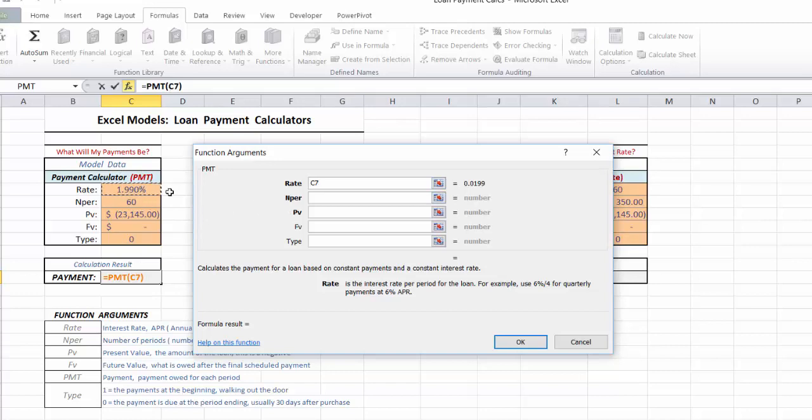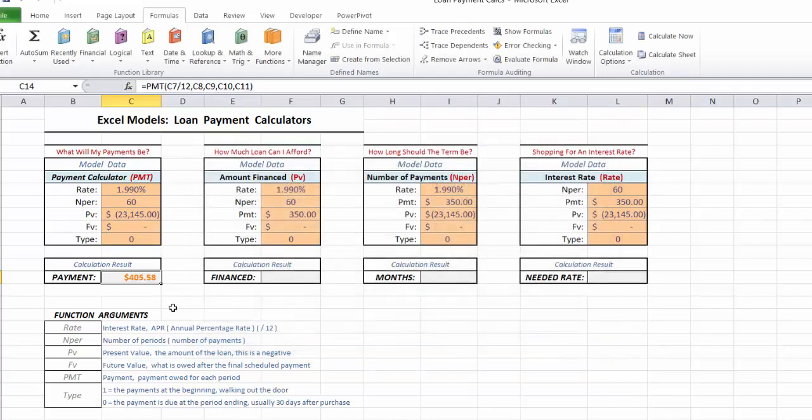Interest is 1.99. Remember, because that's an APR, I have to divide that by 12 because I make 12 even monthly payments on it, right? NPER, 60 months. Present value. The reason that's a negative is because it's a debt to start with. That's why we make that a negative. The future value, we don't want to owe anything at the end. The type is a 0, and we come up with $405.58. Voila. There you go. It's just that quick and easy.